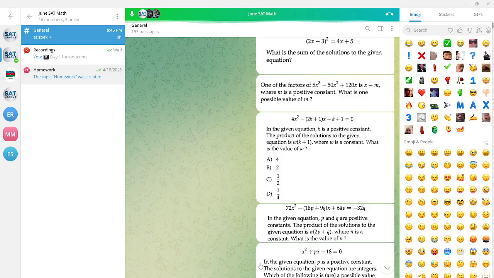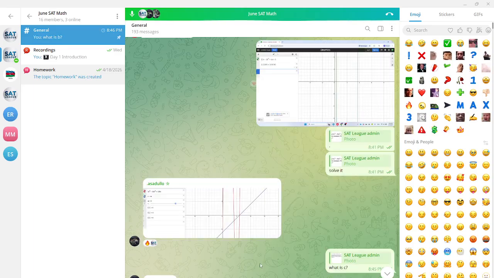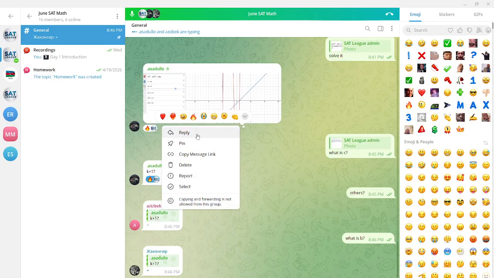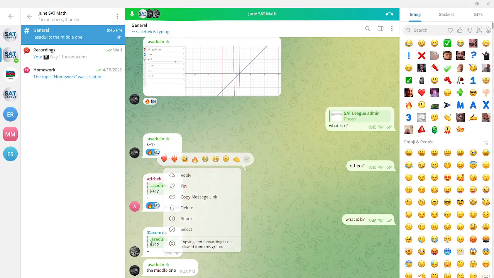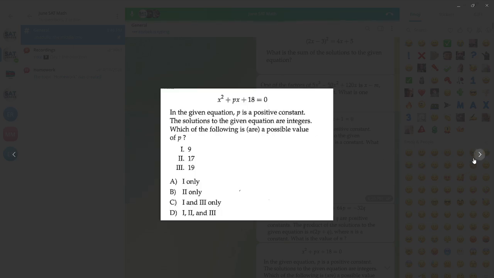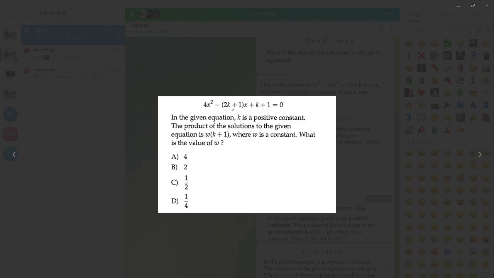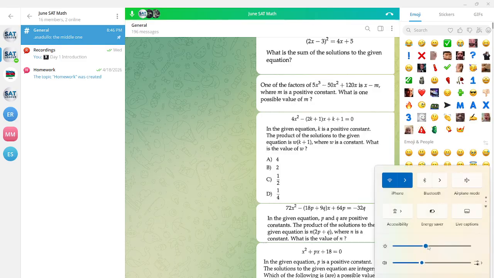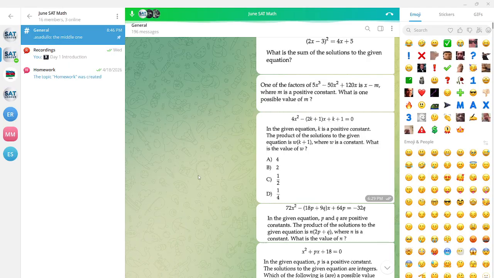All right, what is b? The middle one. Yeah, b is actually this thing in parentheses, right? Whatever it is, 2k plus 1. Yeah, 2k plus 1 is the b. Now, we are told that the product of solutions, basically c over a, is equal to w times k plus 1, right?